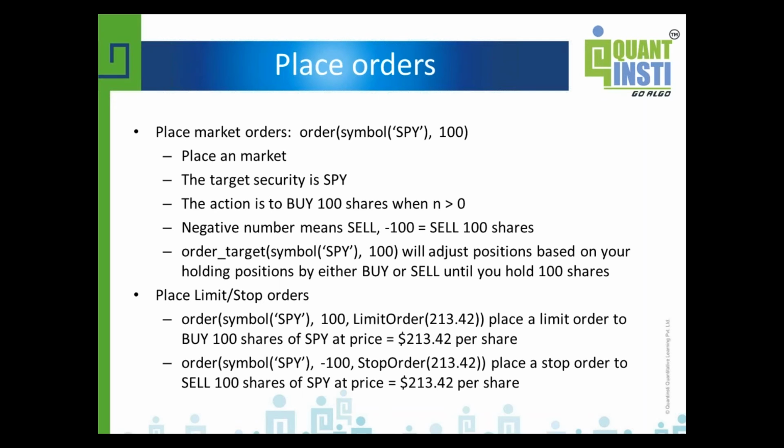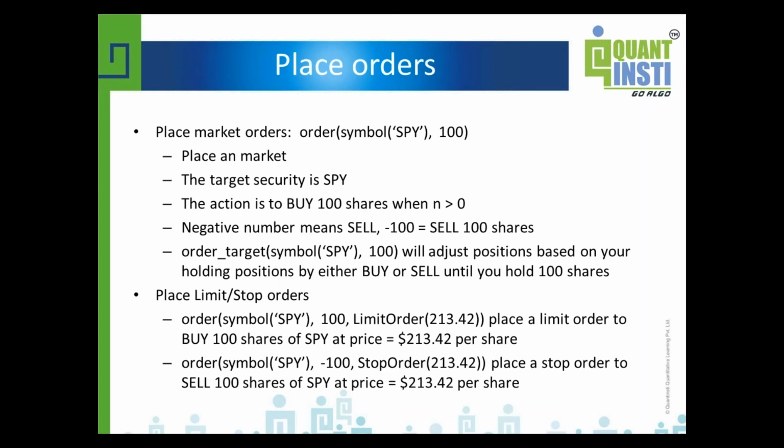And then the next part is how to place limit or stop orders. Sometimes you want to place those. Here I put one example to place a limit order to buy 100 shares of SPY at a price, for example, $216.32 per share. You just put SPY and 100, and then specify it as a limit order, and then put the limit price you want there, and that's to place a limit order.